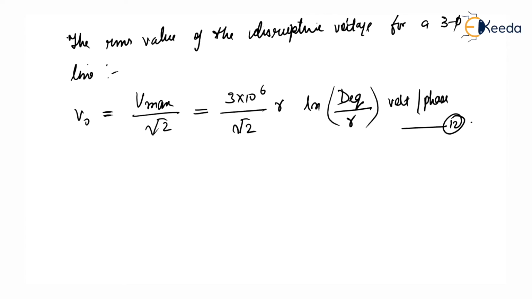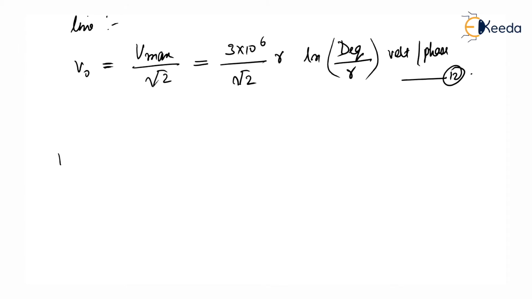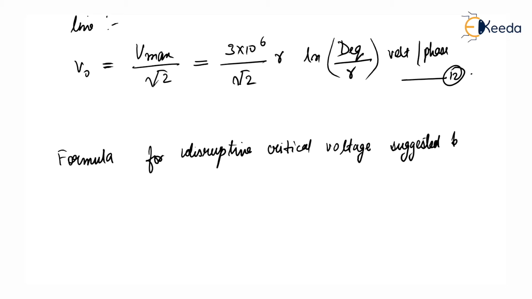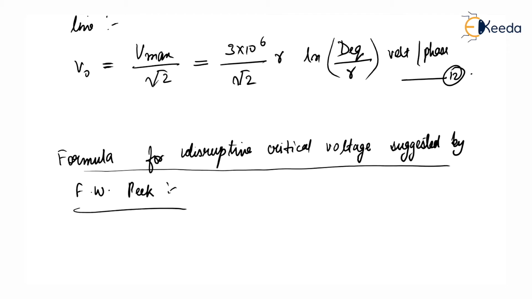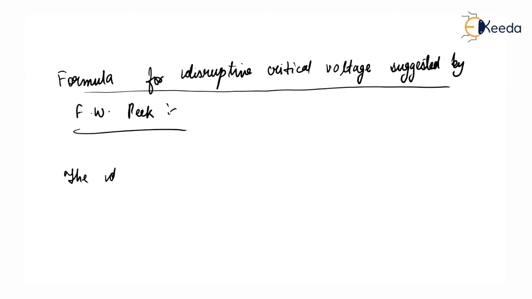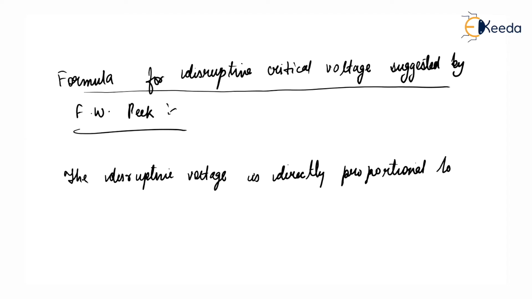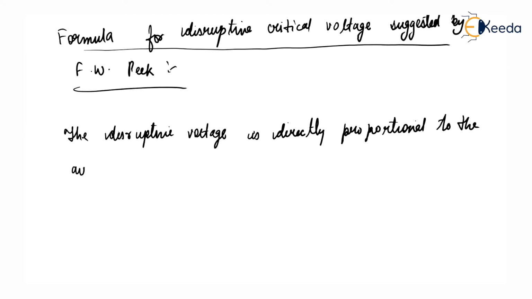Now there is a formula for disruptive critical voltage suggested by FW Peak. Based on the experimental data, Peak suggested that the disruptive critical voltage is directly proportional to the air density factor delta over a considerable range.